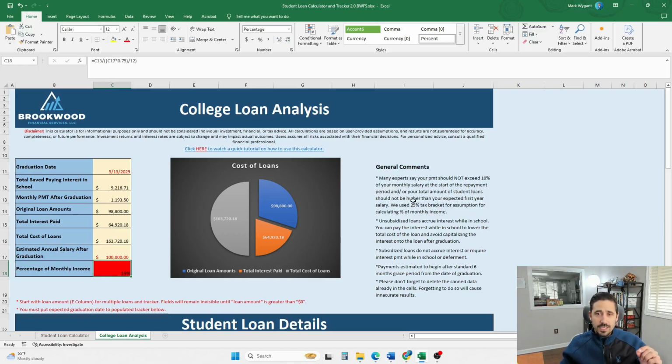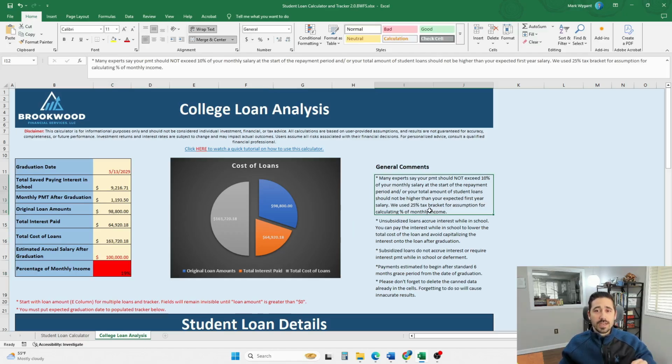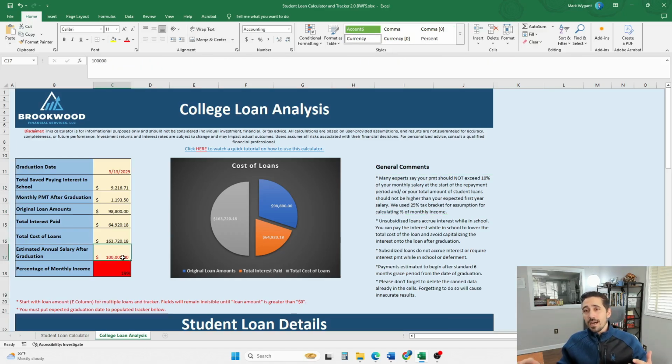Just a little asterisk here. We used a 25% tax bracket for the assumption on calculating this number. I feel like that's pretty realistic. Now, if it's lower income, and maybe you have dependents and other exemptions, maybe your tax rate's lower. But for single people making 75, 100 grand, I just put that in there as a rough estimate of total tax burden that you'll be paying. So that's where we get these numbers from.